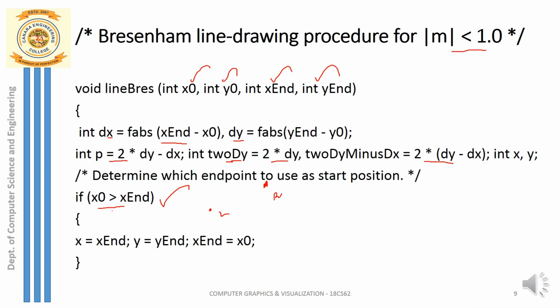So if x0 is greater than x end, all that you have to do is interchange. X should be your x end, y should be your y end. And x end should be your x0. So whatever you had in x end, you make it x0, so that we always start from x0 and y0.